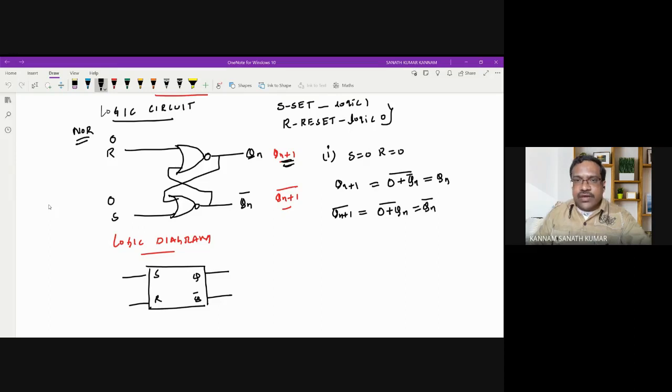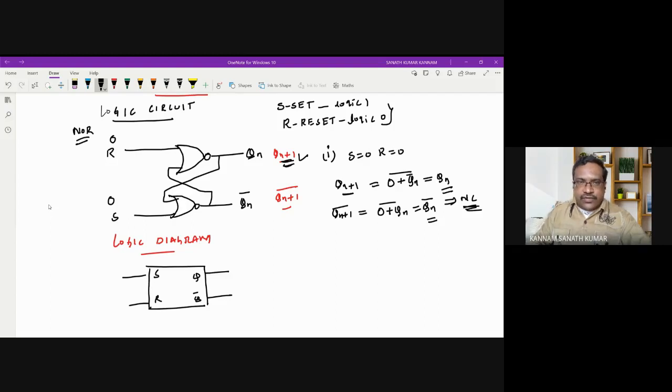So you are getting the next state as whatever the previous state is. So you can say that this state is nothing but no change, or memory state. Whatever the previous output is, that is Qn and Qn bar, that is the present state. So you are getting the next state as the present state. This case we call no change. So Qn plus 1 is Qn, and Qn plus 1 bar is Qn bar.